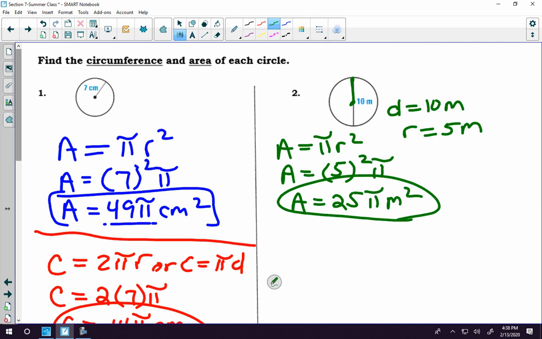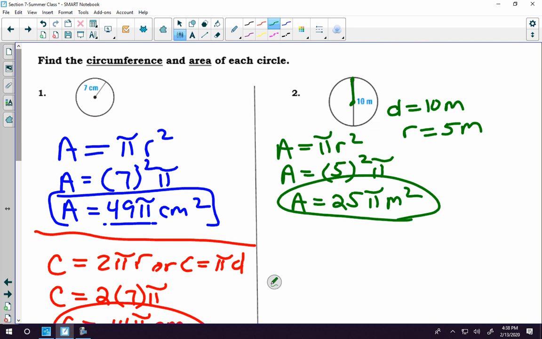I always like to talk to my students about having good numeracy skills. What I want you to start to think about is, if the area of this circle is 25 pi square meters, and we realize that the value of pi is approximately 3.14, I always ask my students, well, 25 pi has got to be around what value?